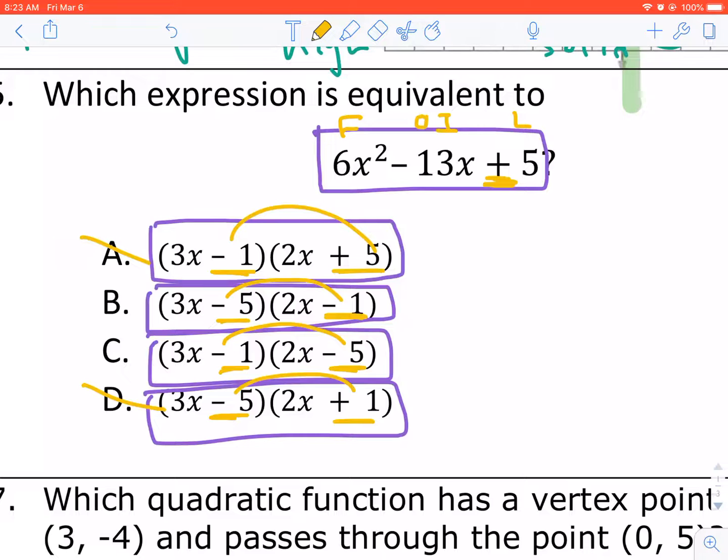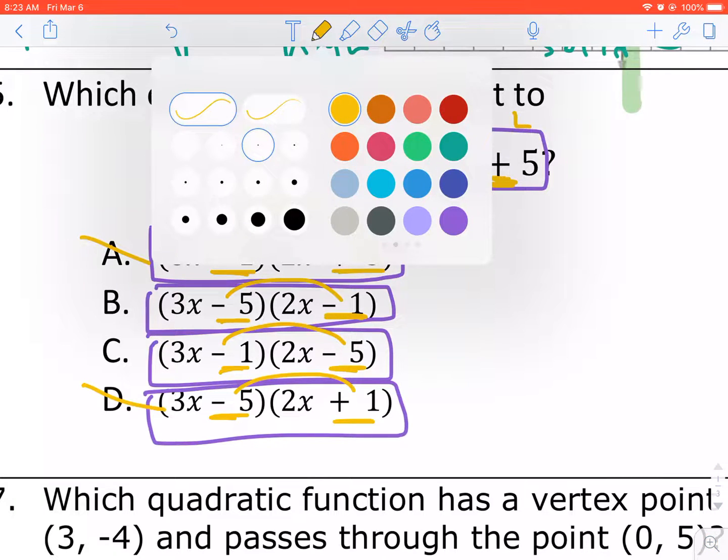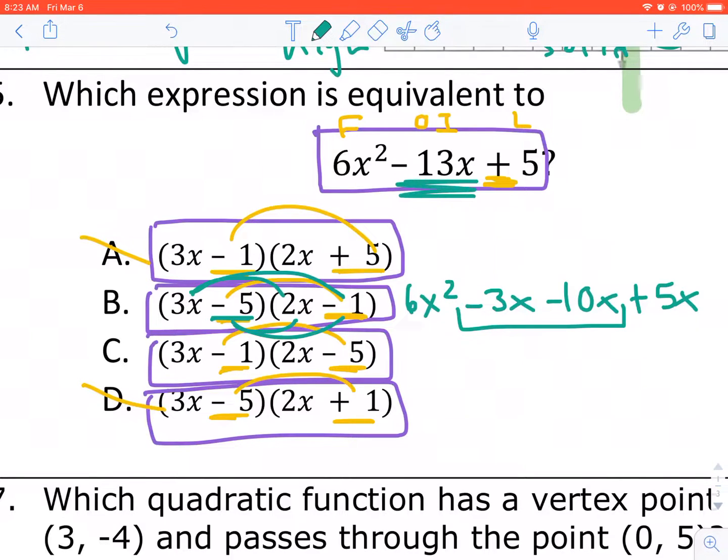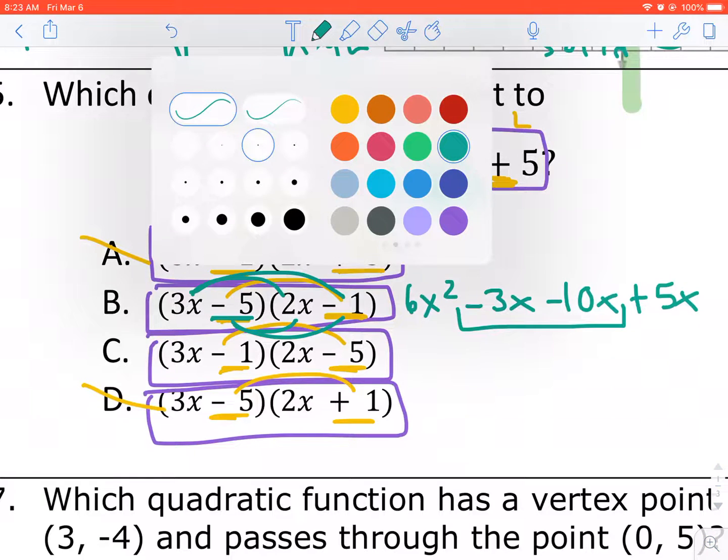So now what I'm going to do is FOIL both of these choices, and see if I can get the answer above. 3x times 2x is going to be 6x squared. 3x times a negative 1 is a negative 3x. Negative 5 times 2 is a negative 10x. Negative 5 times a negative 1 is a positive 5x. So if I combine these in the middle, am I going to get a negative 13x? Yes. If you want to double check this other one, you can by hand.